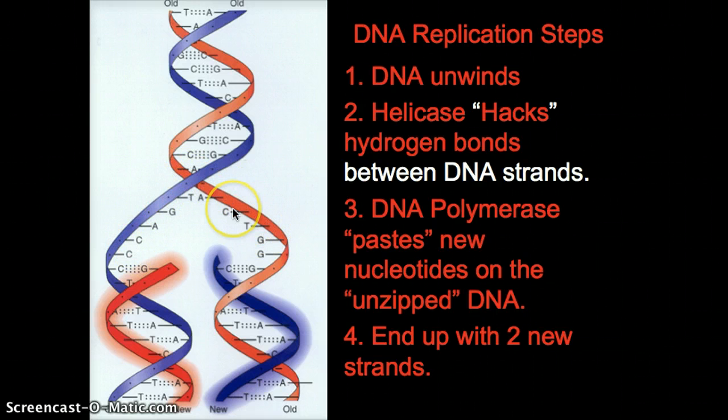Then you get a second enzyme called DNA polymerase, and it's going to come in and paste in new nucleotides. So we're going to follow this blue strand here. On the blue strand, there have been new nucleotides pasted in right here. On the red strand, that's polymerase that's doing that. The last thing that's going to happen, those strands are going to zip back up, just like down here, and we're going to end up with two identical DNA strands. All right, so that's it for DNA replication. I'll come back in a couple of days and talk to you about the cell cycle. See you later.